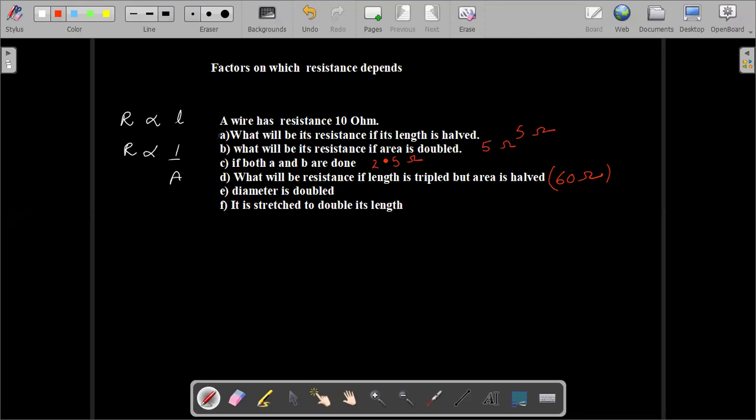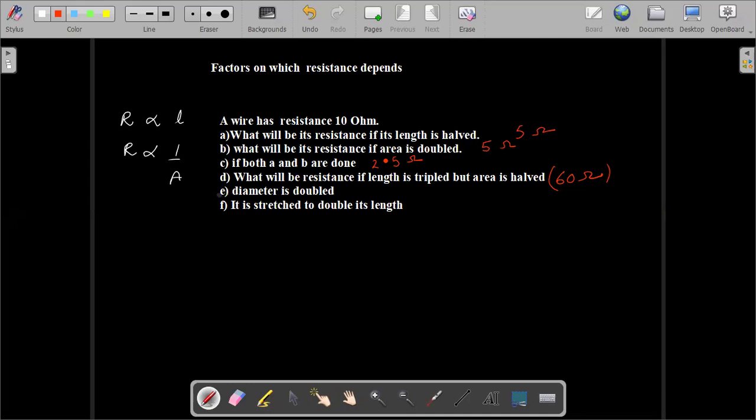Okay, see, when the length is tripled, the resistance will get tripled. That means it will become 30 ohm. And when the area is halved, the resistance will become double. So double of 30 will be 60 ohm. So the answer will be 60 ohm.